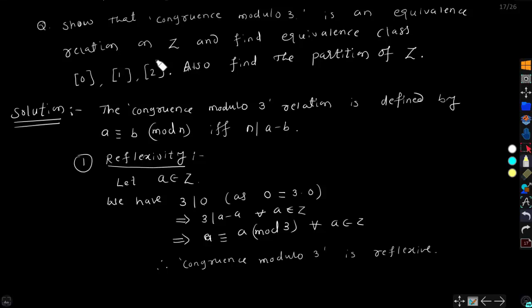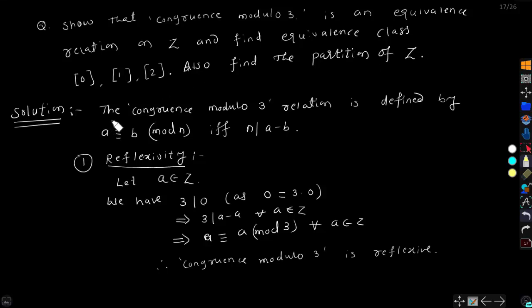That is, we have to show that this Congruence Modulo 3 is an equivalence relation, and we have to find the equivalence class containing 0, the equivalence class containing 1, the equivalence class containing 2, and also find the partition of Z. We already know the definition of partition of Z and some examples based on partition.